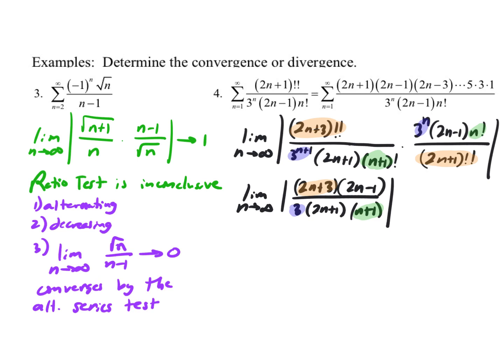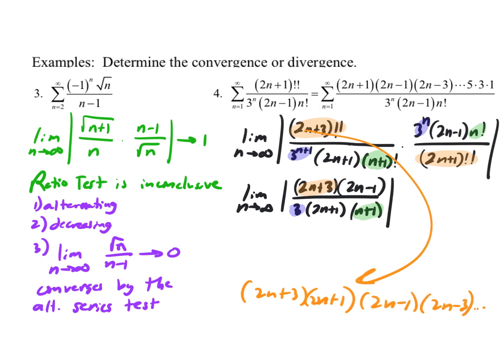Let me go here. If you want to think about it this way, this really is 2n plus 3 times 2n plus 1 times 2n minus 1 times 2n minus 3. Well, all of this is 2n plus 1 double factorial. So that's why, again, everything cancels all the way down except for the first term, the same way that we did right here. So that's why I say the ratio test is really nice for factorials, because those factorials generally mostly cancel out. All right, let's finish this limit.